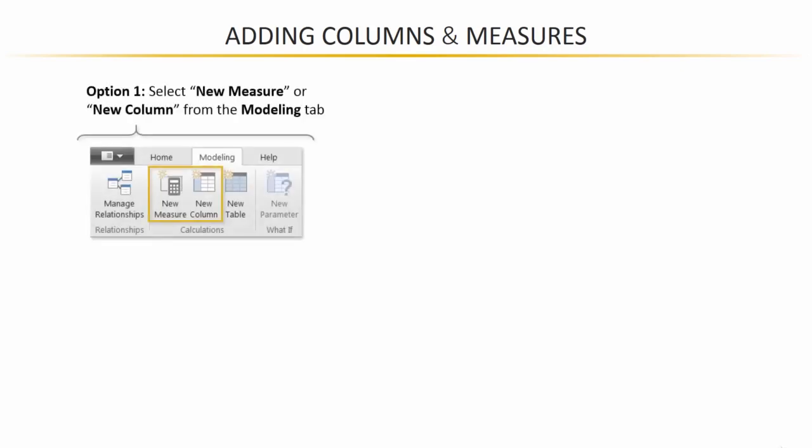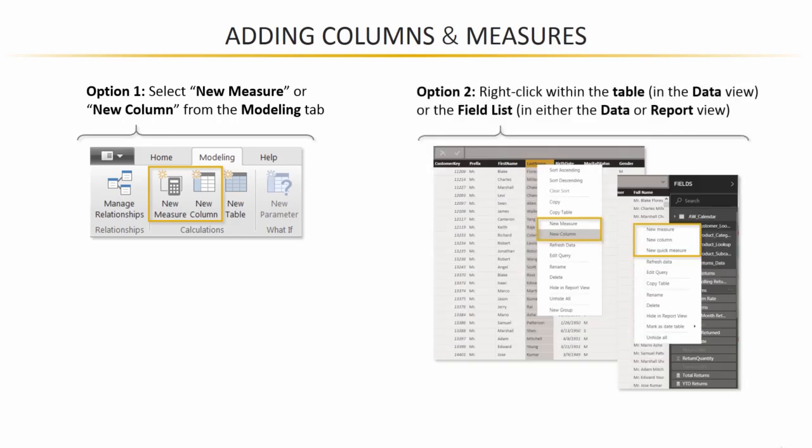So a quick note about adding calculated columns and measures to a Power BI file before we actually get our hands dirty and start creating some of our own. There are two options for adding columns and measures. Option 1 is to select either new measure or new column from the Modeling tab, and option 2 is to actually right-click from within the table in the data view or the field list, which is available in either the data or the report view, and choose to add a new measure or column from that menu.